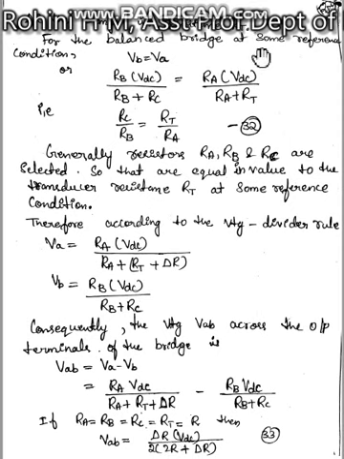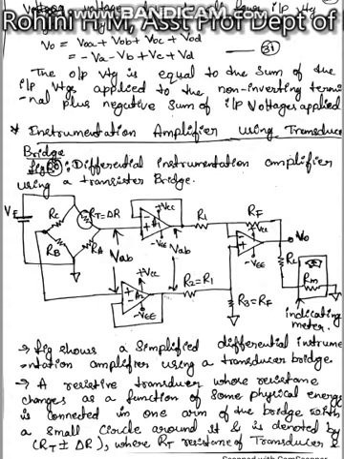For the balanced bridge at the reference condition, we will say VA is equal to VB. So observe the circuit. Here this is the terminal A, this is the terminal B. When this bridge circuit is in balanced condition, then the voltage at this node and the voltage at this node are the same, right? So that is VA is equal to VB.